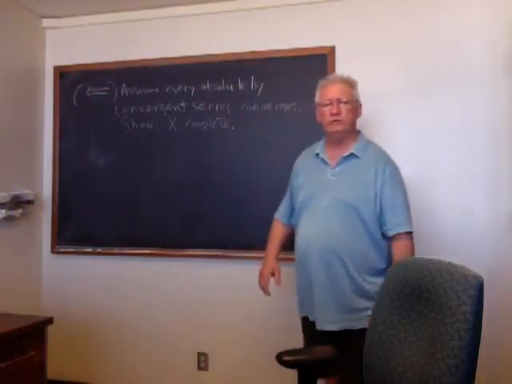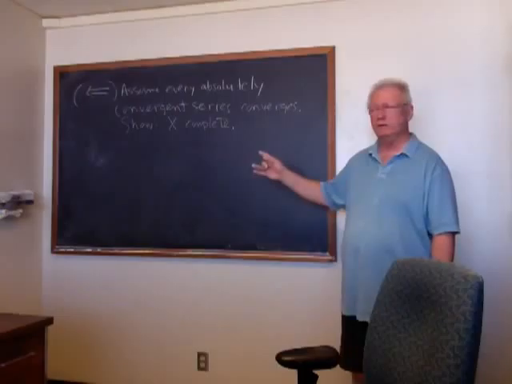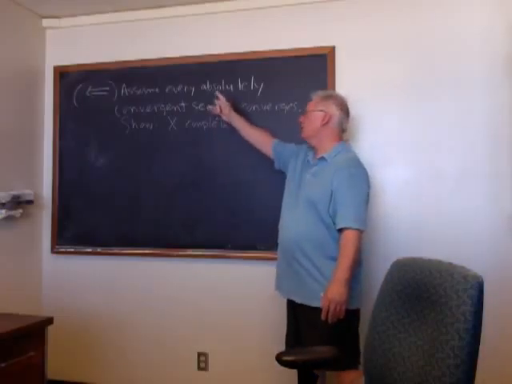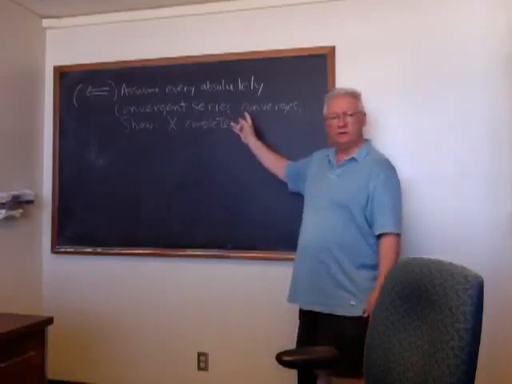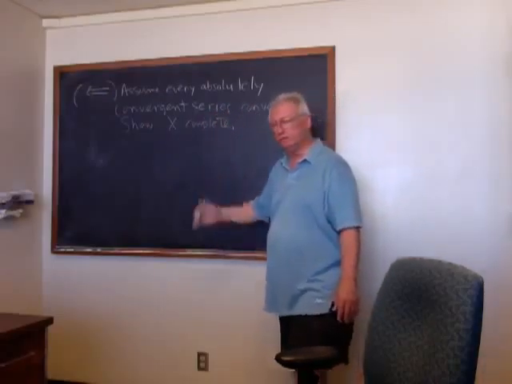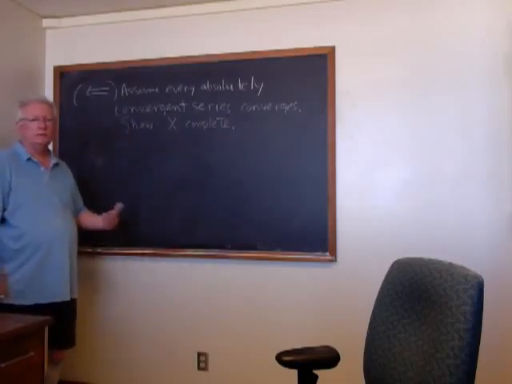Okay, now we're starting the proof of the converse direction of our theorem. We assume that in our normed space X, every absolutely convergent series converges, and we have to show that the space X is complete. So by definition, that means we have to show that every sequence that is Cauchy converges.